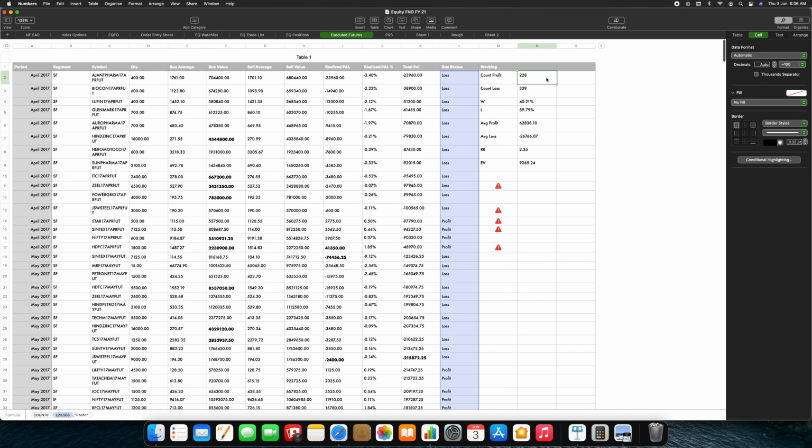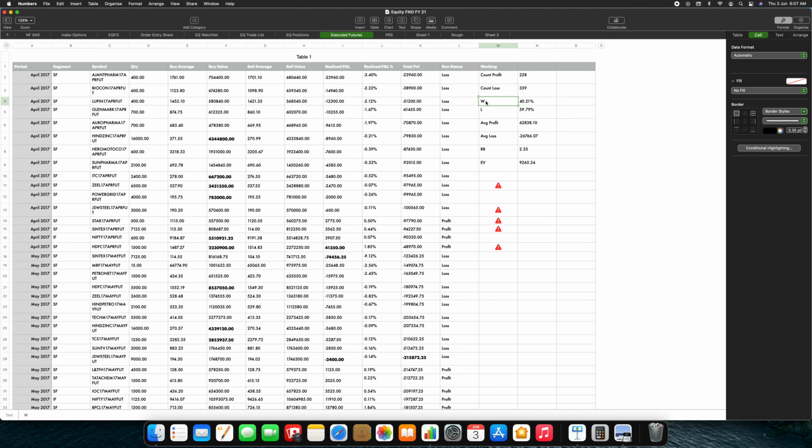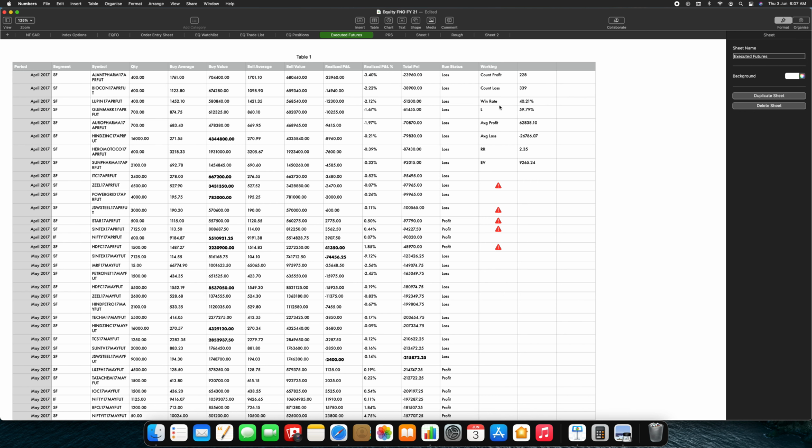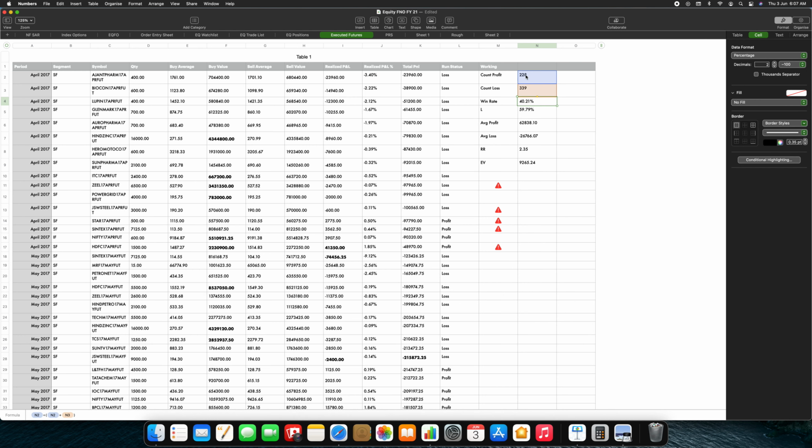Similarly, once you have the count of profit, you can easily get the count of loss using the same formula, COUNTIF between the range, and in the inverted commas you want loss, and what you will have here is 339. Once you have your absolute number of winning trades and losing trades, you get your win rate. A win rate is nothing but the number of times you have been profitable upon total number of trades, expressed as a percentage.